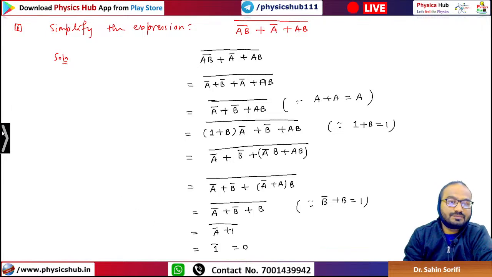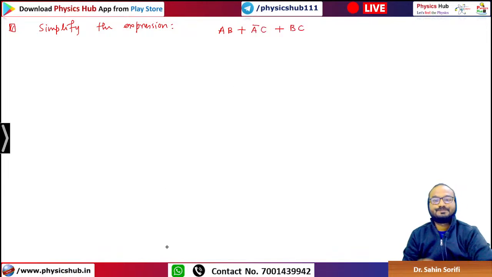Let's move on to a few more problems so that you understand it very well. So you have to play around, okay? Simplify the expression AB plus A complement C plus BC. Do it.